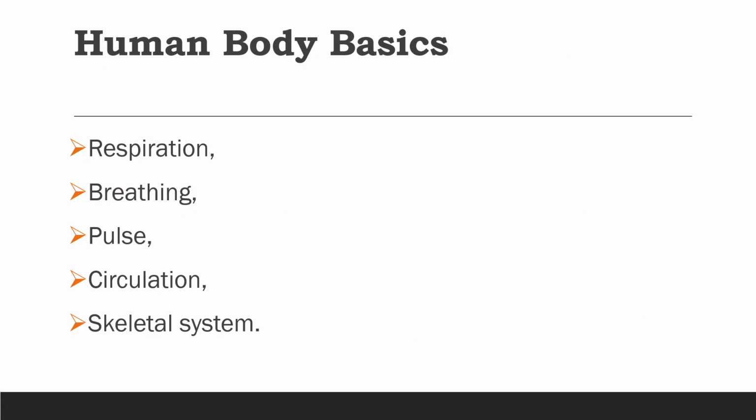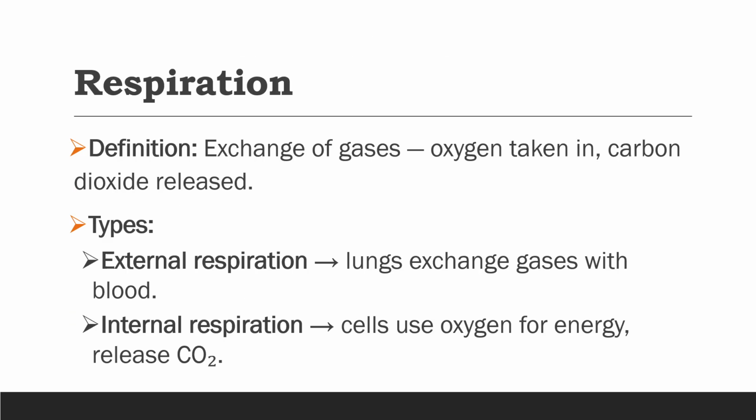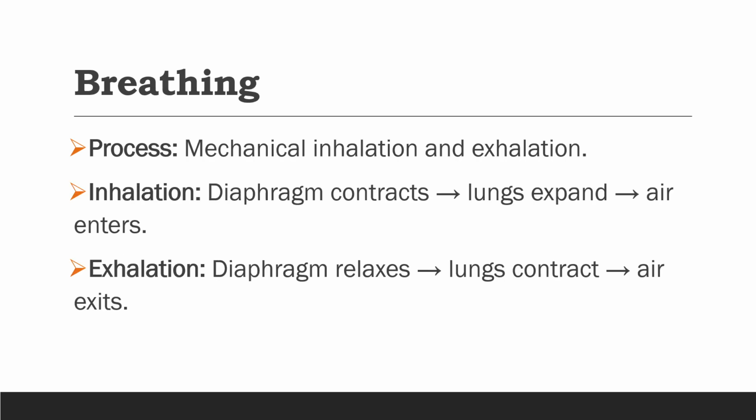Human body basics, what we have to learn: respiration, breathing, pulse, circulation, and skeletal system. So, respiration. Definition: exchange of gases, oxygen taken in and carbon dioxide released. Types: external respiration as well as internal respiration. External respiration: lungs exchange gases with blood. Internal respiration: cells use oxygen for energy and release carbon dioxide.